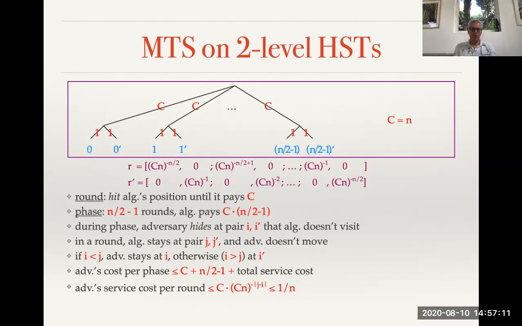And the two requests are r and r prime. R hits the left leaf in the pair, so the leaf that is not tagged, and all the right leaves are zeros. And the cost of the left leaf is increasing in the index, as you see here. And R prime hits the right leaf in each pair, and the cost there is decreasing in the index.